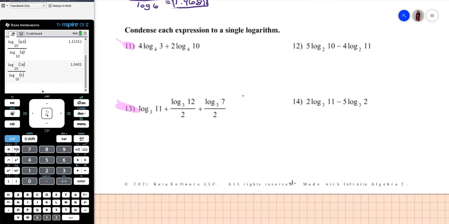Now on the next section we are condensing into a single logarithm. So on number 11, I need to take this as a power and that as a power and make them multiply. So I have log base 4 of 3 to the 4th power plus log base 4 of 10 squared. And now I'm going to multiply those. So log base 4 of 3 to the 4th times 10 squared.